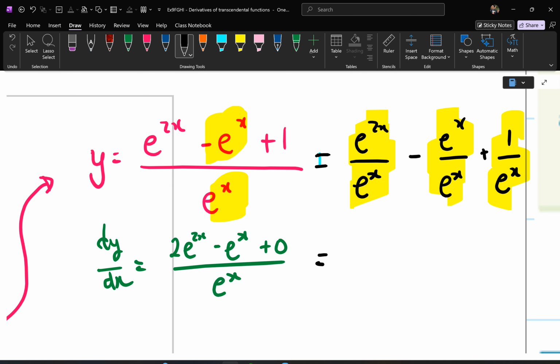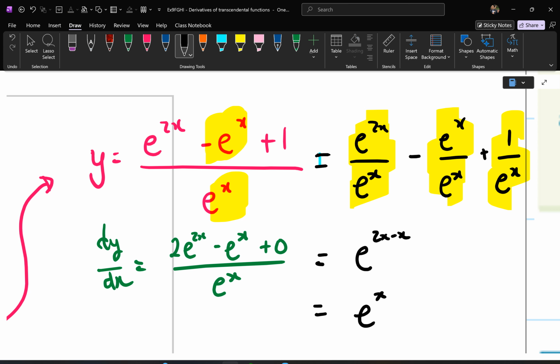Well, e to the 2x divided by e to the x, you can use index laws. They share the same base, different powers. If you divide, what do you do to the powers again? Subtract. Yeah, very good. So this would be e to the 2x minus x, and then becomes e to the x. Or I'll just write the proper working out: 2x minus x gives you e to the x.